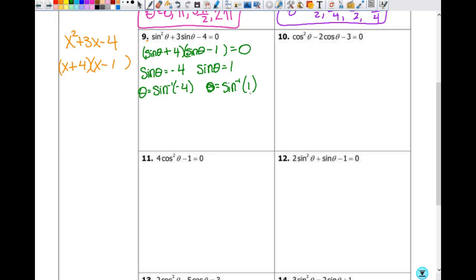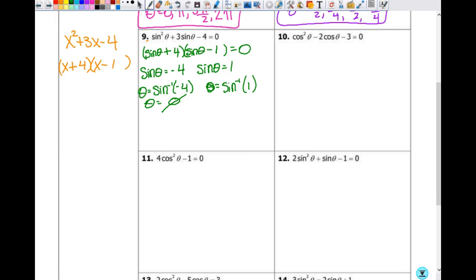It is not 1. Can I take the sine inverse of negative 4? No, it doesn't exist, right? You can't take the sine inverse of anything less than negative 1 or greater than 1, right? Yeah. So the answer here, theta, is actually the empty set, and that's what the empty set looks like. It's like a 0 with a slash through it.